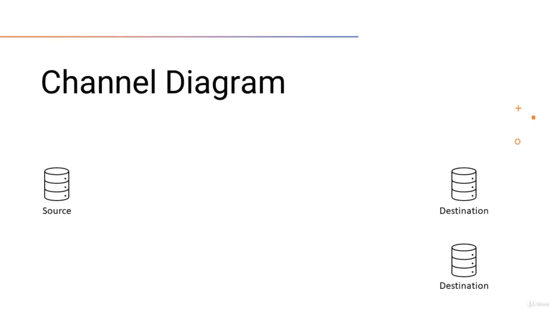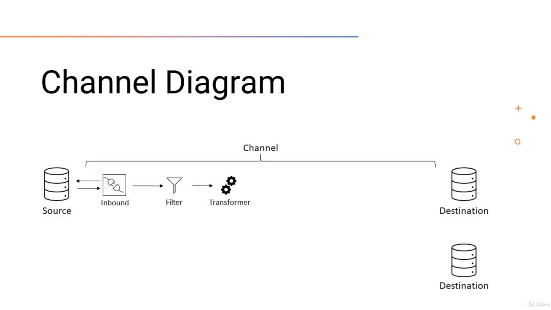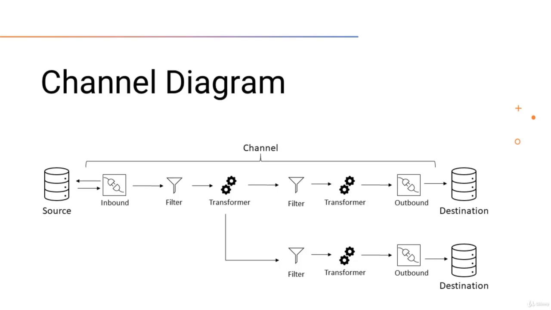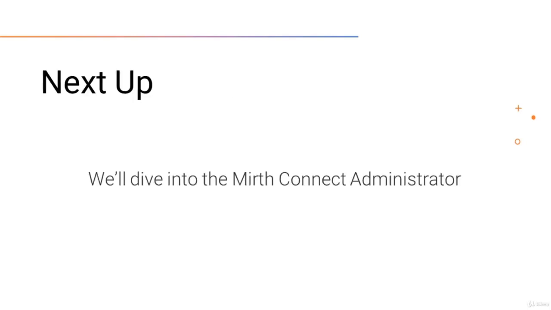To review, a message is generated or received from the source using an inbound connector. The message will then be sent to the source filter and transformer. If the message still needs processing, it will be sent to each destination filter and transformer, then ultimately being sent to the destination using the outbound connector. Next, we'll dive into the Mirth Connect administrator and create our first channel and look more into the depth of connectors, filters, and transformers.